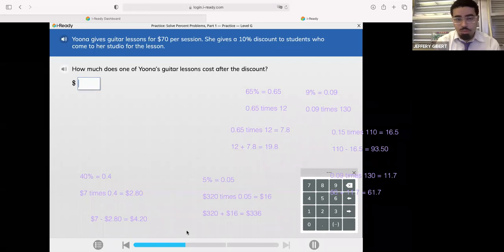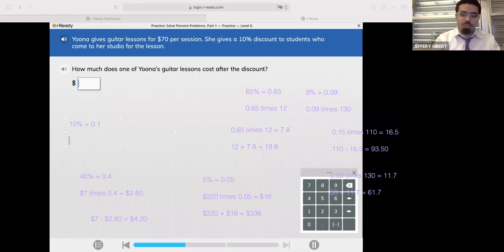You minus 10. 0.10. All right. So what is 0.10? 0.10 times 70. All right. And what is that? 63. All right. So 0.1 times 70 is 7, which equals $7. So then you've got to do $70 minus the $7.